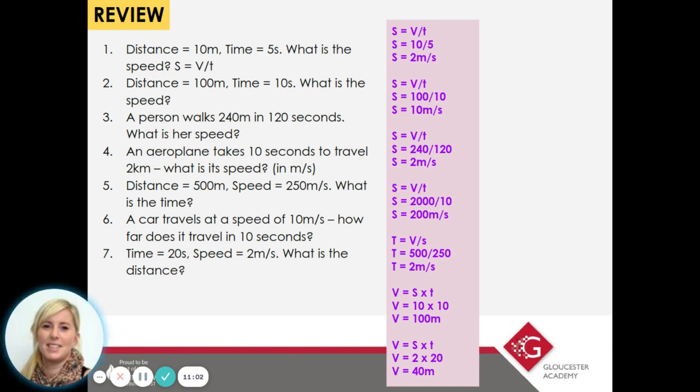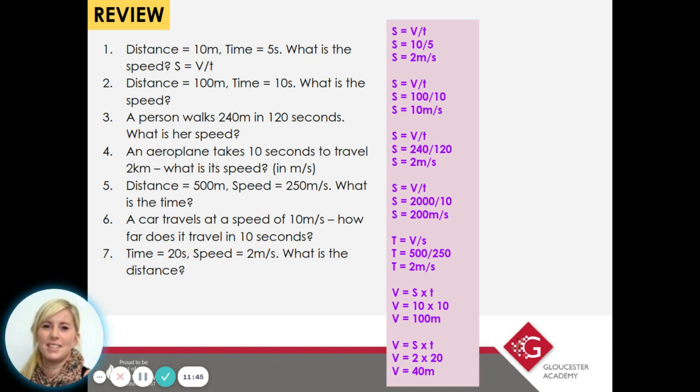I suppose it's worth at this point just talking about the units. So we've had to use a V for distance. So I hope you can see that for each one, we're writing the equation. You can write that out as words as well. So you can say for the first one, speed equals distance divided by time. And then you just put your numbers in. So for the first one, 10 divided by 5, and then you get the answer of 2 meters per second.